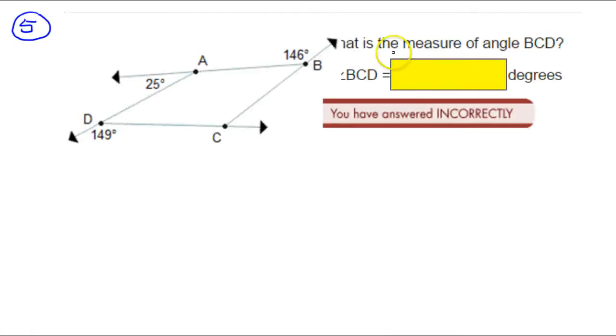Alright, given this picture, what is the measure of angle BCD? Angle BCD is this angle right here. So eventually, this is what we have to figure out. But before I get to that, I'm noticing that all the angles that we're given are exterior angles.